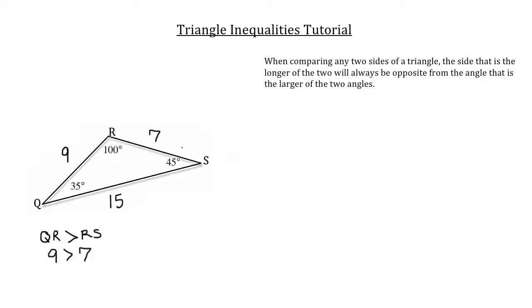Now, according to the statement on the right, the angle that is opposite QR must be greater than the opposite angle of RS, because QR has a greater length than RS. Well, the angle opposite segment QR is 45 degrees, while the angle opposite RS is 35 degrees.